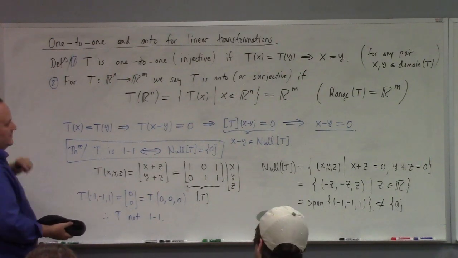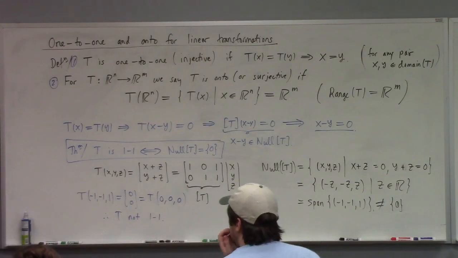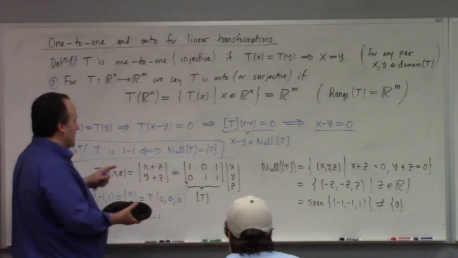How about question number 2, onto? How do we judge that by the standard matrix? So the question is, let's look at it.